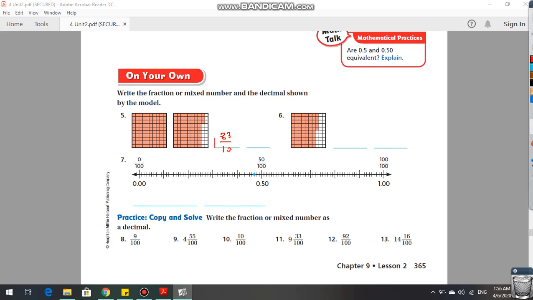Now he wants me to write it as a decimal. First 0 will go with 3. Second 0 will go with 8. So 3, 8. Do I have any zeros left? No, so I will put a decimal point and I will put my whole number. Now here I have what? 10, 20, 30, 40, 50, 60, 70, 80, 90.